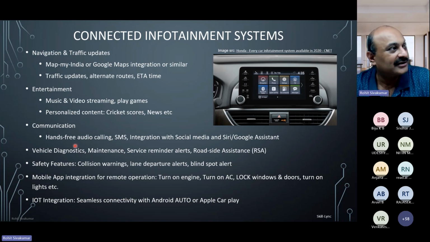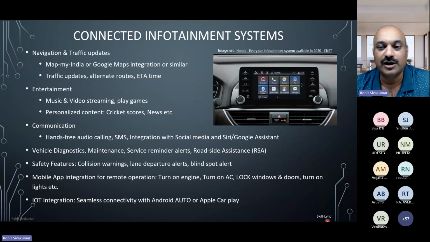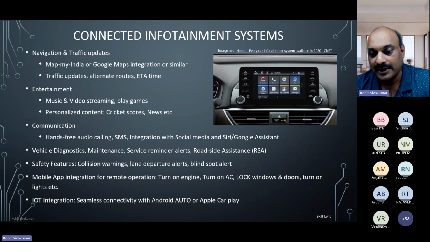So all those capabilities are possible because of the connected infotainment systems which interact with a third-party server, with a third-party service provider, and it helps you to enhance your travel experience. Similar is the case with integration with turning on the engine with your voice commands or locking the windows, taking care of ensuring that you have enough warnings available on your dashboard so you can drive safely. So those are all advantages and features of the connected infotainment systems which come as a part of the IoT integration.